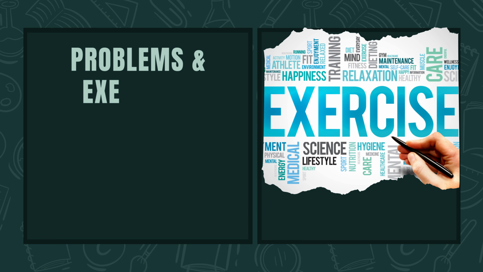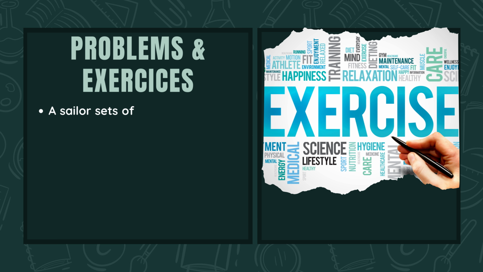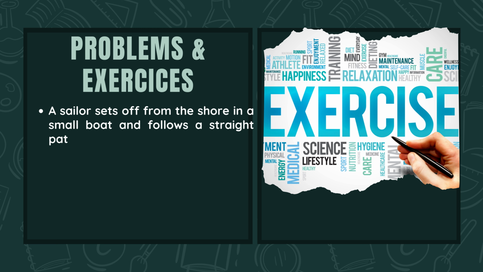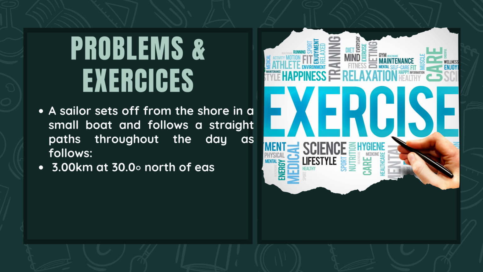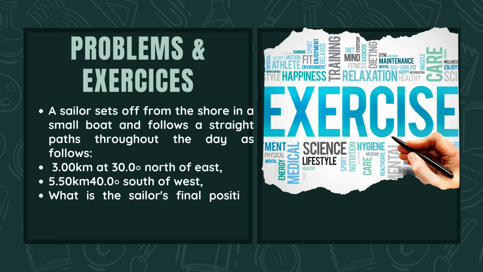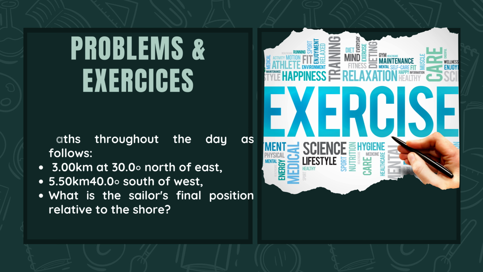Now, let's move on to some problems and exercises. A sailor sets off from the shore in a small boat, and follows two straight paths throughout the day, 3.00 kilometers at 30 degrees north of east, and 5.50 kilometers at 40 degrees south of west. The question is to find the sailor's final position relative to the shore.